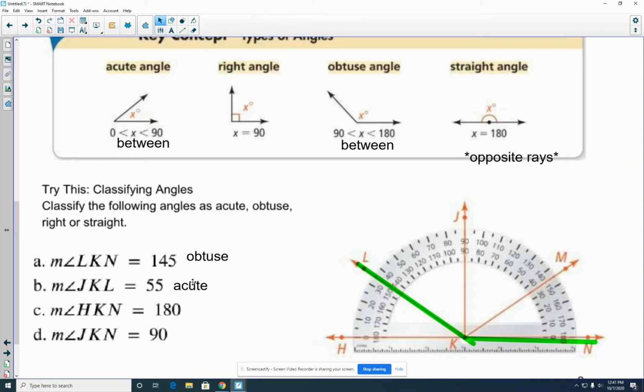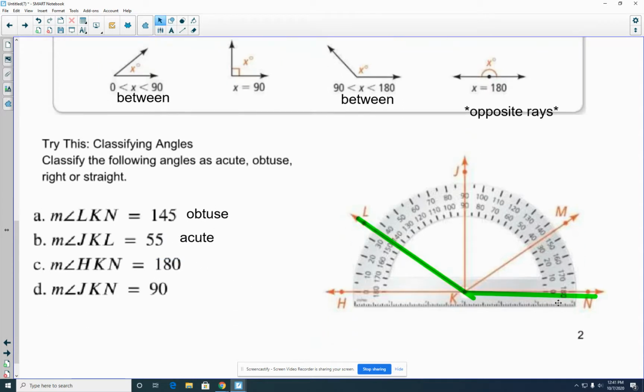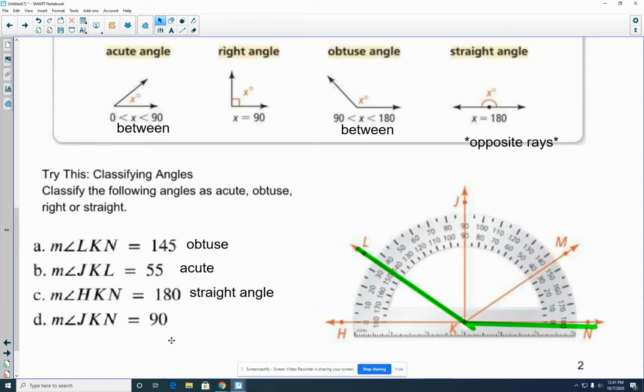C, HKN is 180 degrees. Look, HKN goes straight across the bottom. That's a straight angle. And then you have your 90 degrees. 90 degrees is that perfect angle, and that's your right angle. Okay, so that's just classifying different angles.